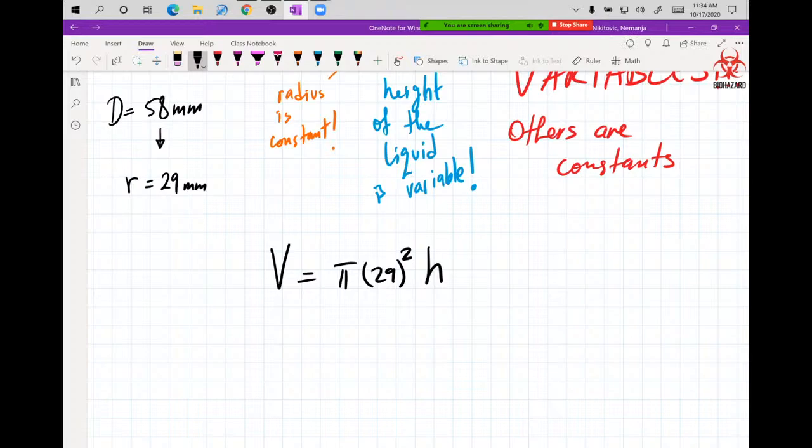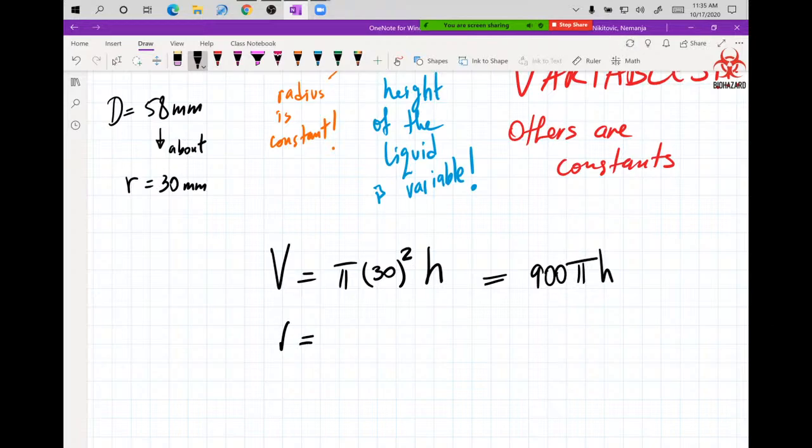I plug that number in, because the radius will never change, no matter how high, how tall the liquid inside is, at which height, whatever. No matter at which height it is, the radius stays unchanged. So what I have here is actually 29 squared. I should have changed this to 30, because then this is easy to square. Okay. So that's going to work out to be 900 pi h.